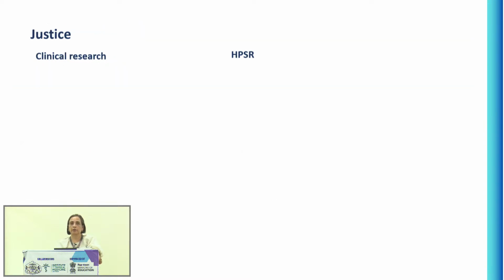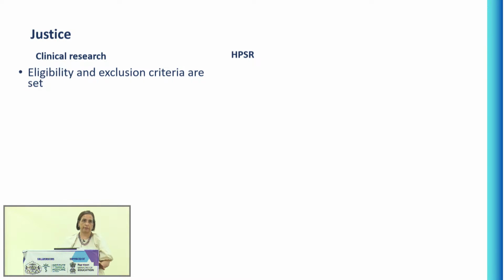Okay, the last question is around justice. And here, justice is essentially around the way you choose your study participants. So in clinical research, the eligibility and the exclusion criteria are set. You have a definition of who you're going to include in your trial because they match the criteria that are needed to be able to meaningfully and in a robust manner assess whether whatever intervention, whatever drug, etc., is going to make a difference or not.